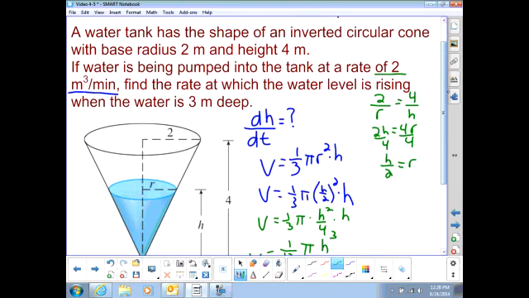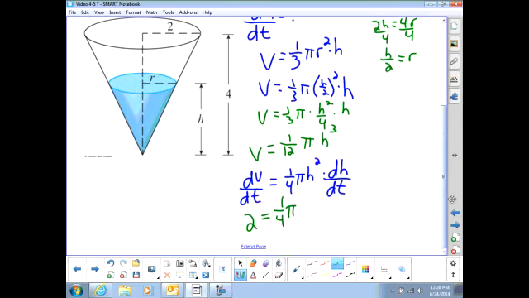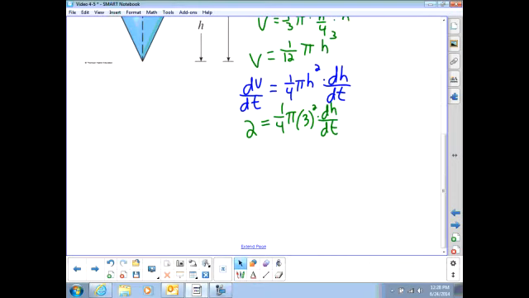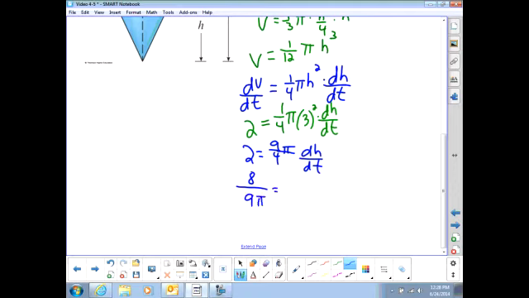We wanted to find at the instant that the height of the water was 3 meters deep. So that'll go in for our h. And then dh/dt, that's the one we want to leave. So now we just have to work to get dh/dt by itself. 3 squared is 9, so that'll give us 9/4 pi, or you can think of it as 9 pi over 4 if you want, times dh/dt. Dividing by 9 pi over 4 is like multiplying by 4 over 9 pi, so that'll give us 8 over 9 pi equal to dh/dt.